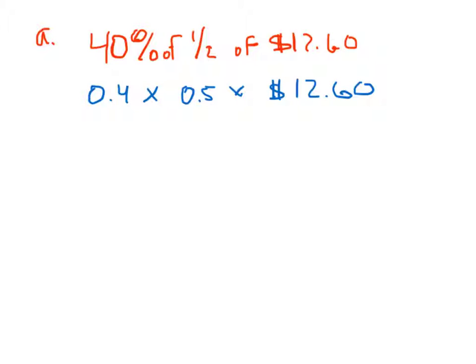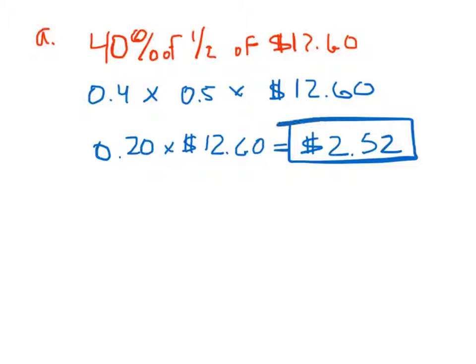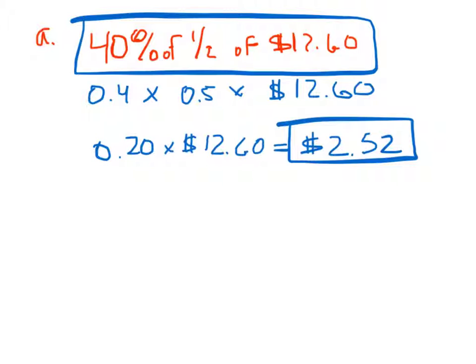0.4 times 0.5, that makes 4 times 5 is 20, and I'd have two decimal numbers, so I've got to put a decimal there. Times 1260, or 1/5 of 1260. I can multiply those and get the answer $252. Some of you might look back up here and go, well, why don't I do half of 1260, which would be 630, and then 4/10 of that, or 40%. You could do that as well.